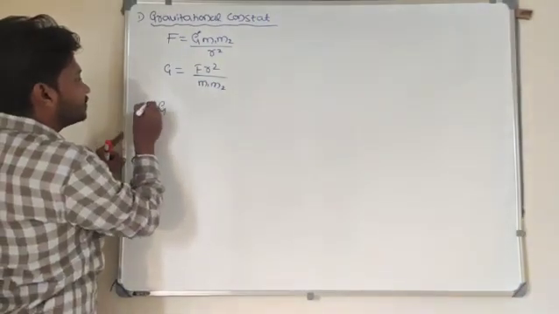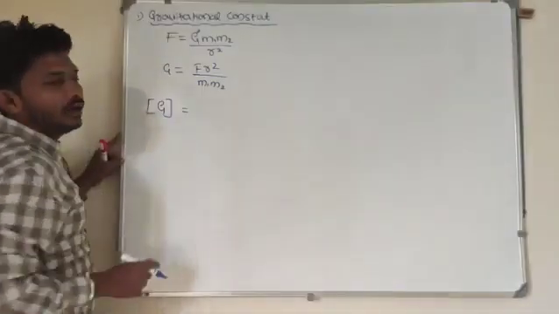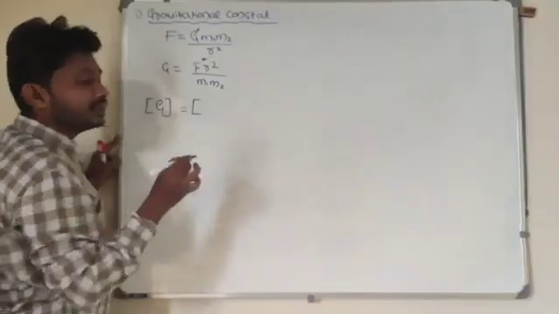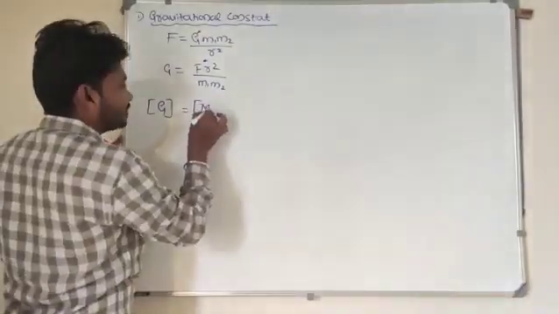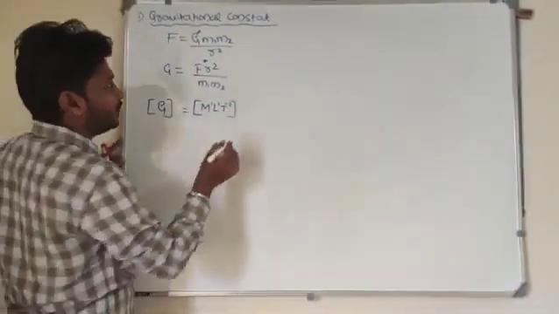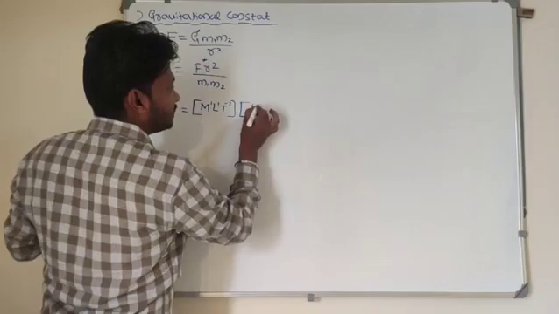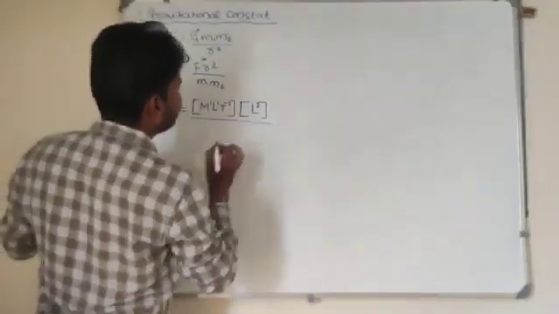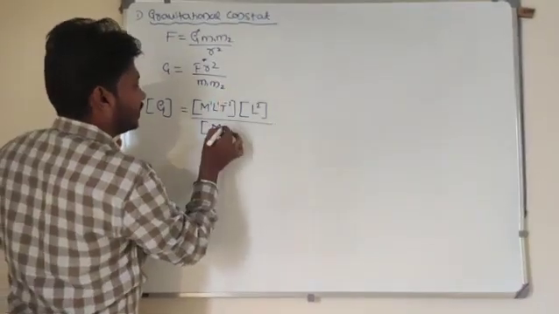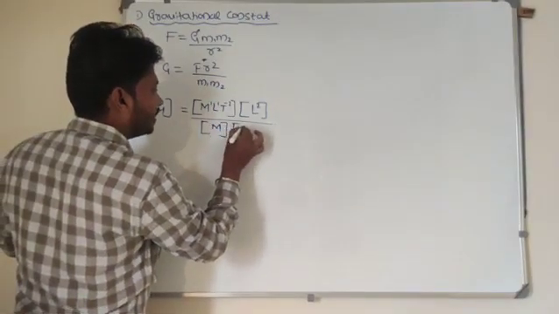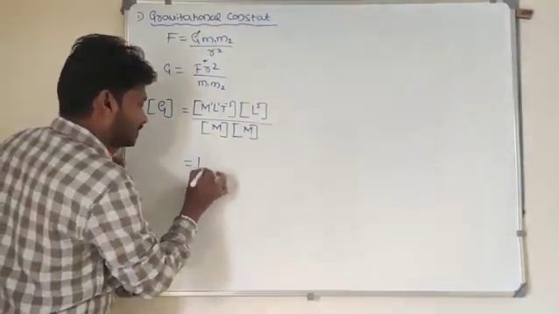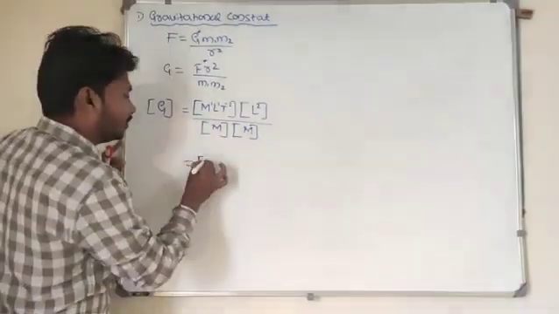So look here. What's the dimensional formula for force? Force is nothing but mass into acceleration. So the mass term is M to the power of 1, acceleration is L T to the power of minus 2, and distance square is nothing but L square here. And the mass term m1 into m2 is nothing but M, and another mass term is also M. So I will simplify, taking all the terms into the numerator.